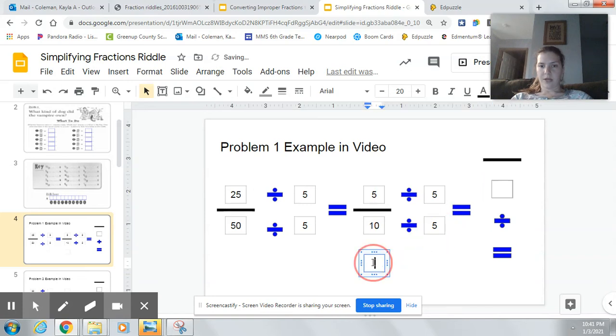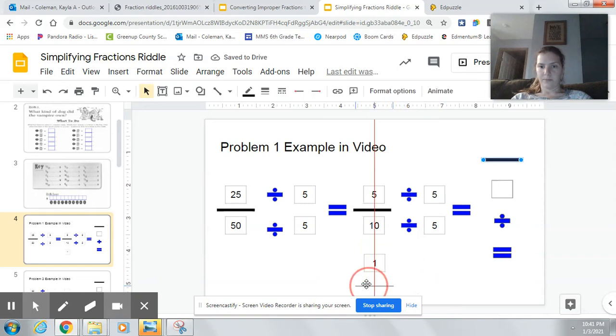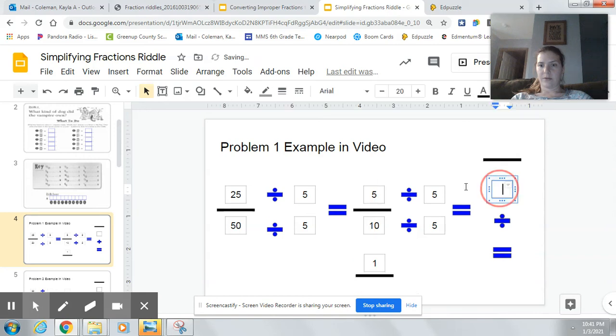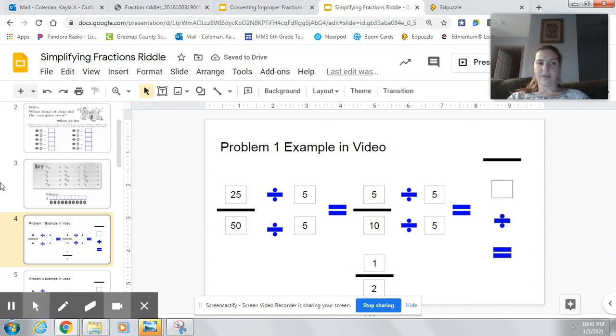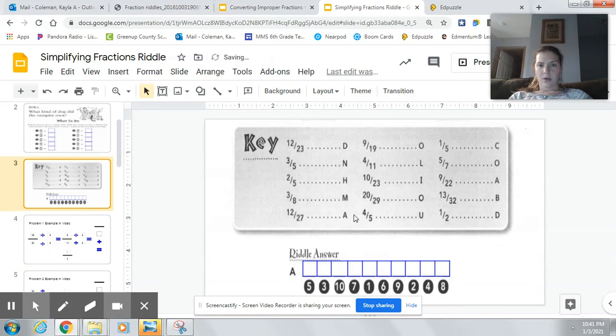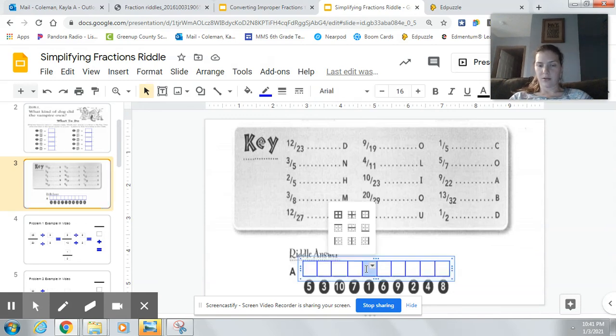5 divided by 5 is going to be 1. And 10 divided by 5 is going to be 2. Okay, I'm going to see if 1/2 is in my answer key. It is. It's right here. And the answer is D. So for question 1, I'm going to put D in that box.